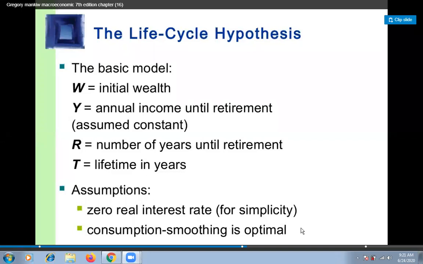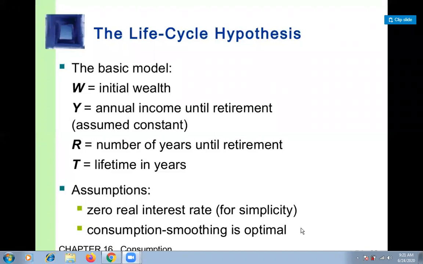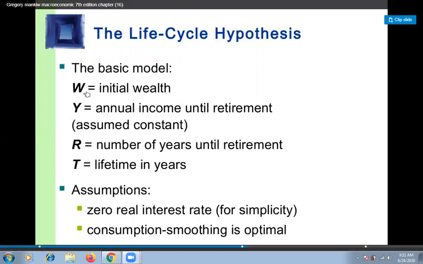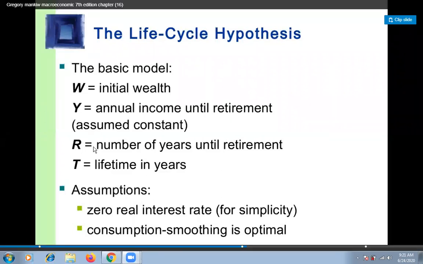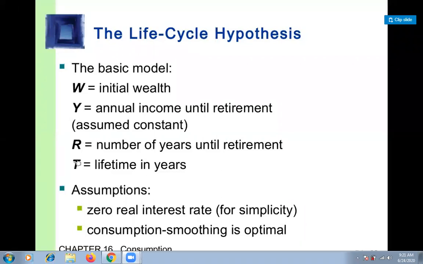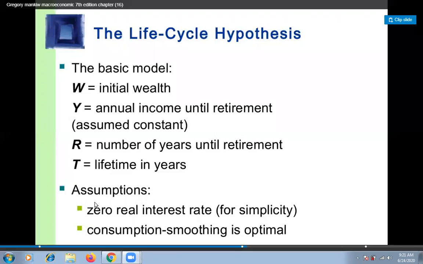Now again, the basic thing is that consumers have initial wealth W, annual income over the time of working Y, the number of years until retirement, the working time period, is R, and the lifetime period is T. The assumptions are zero interest rate and smooth consumption.